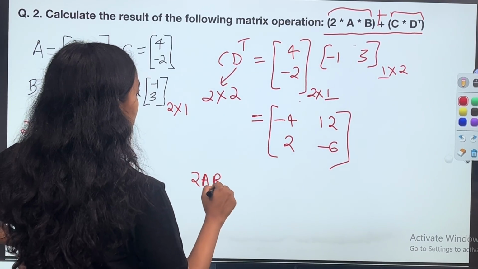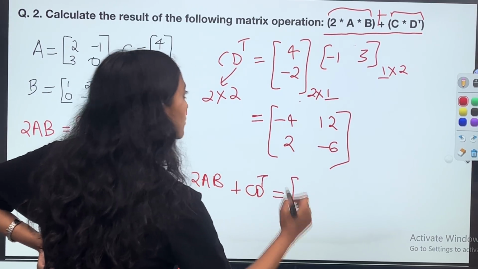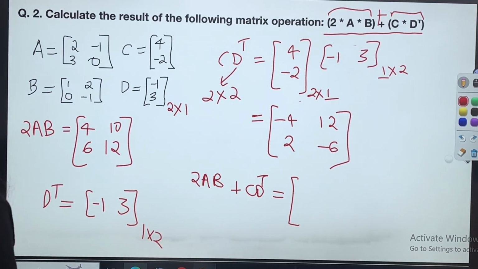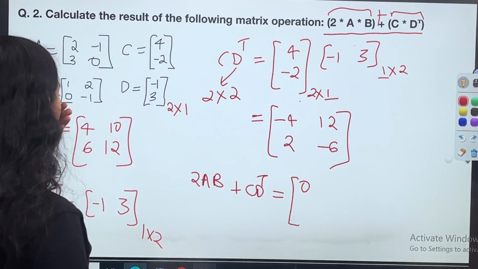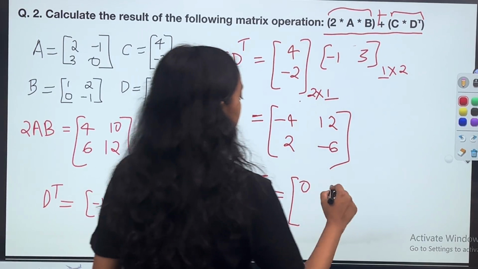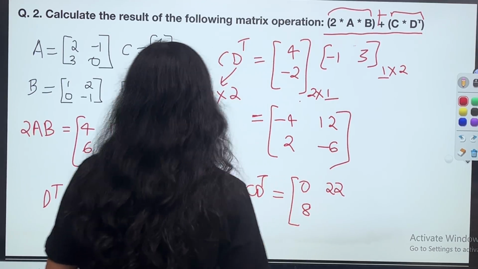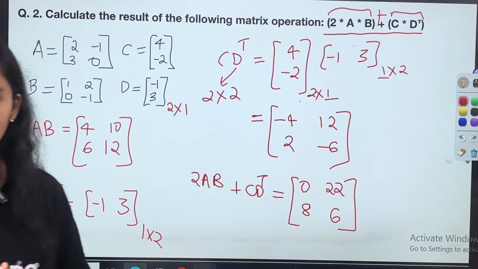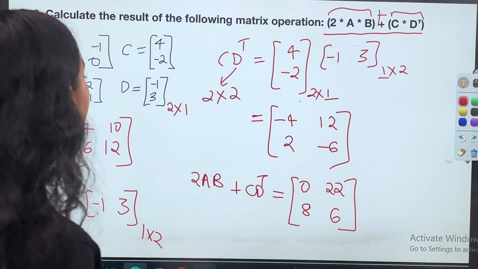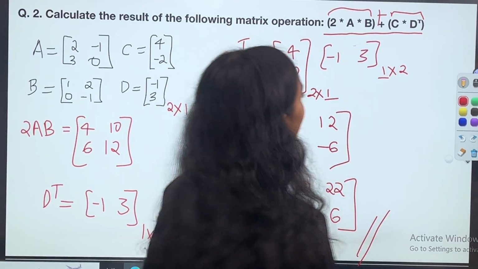2AB plus CD transpose will be equal to, adding in between: you have 4 minus 4 which is 0. Then you have 10 plus 12 which is 22. 6 plus 2 which is 8. 12 minus 6 which is 6. Right? So the final answer would be 0, 22, 8, 6. This is the answer for this particular question. I hope you have understood this. Okay? Let's go to the next question.